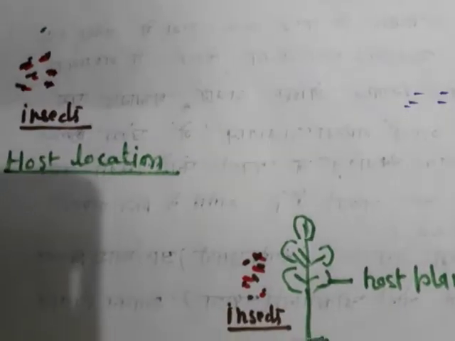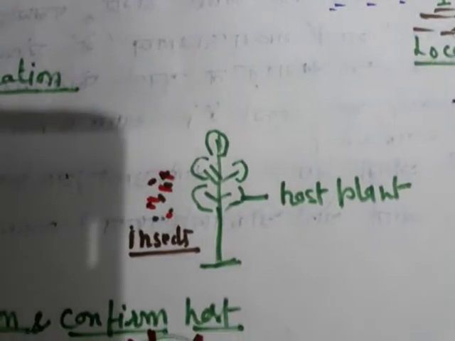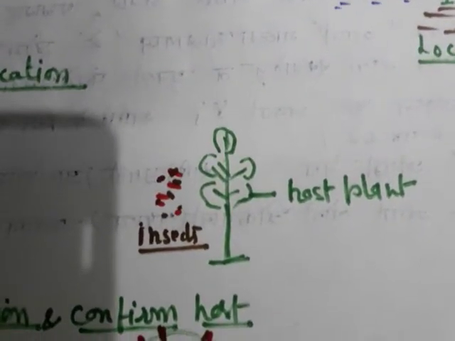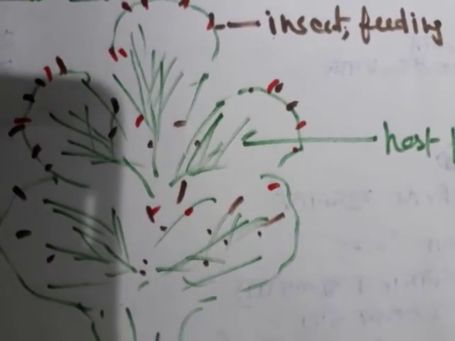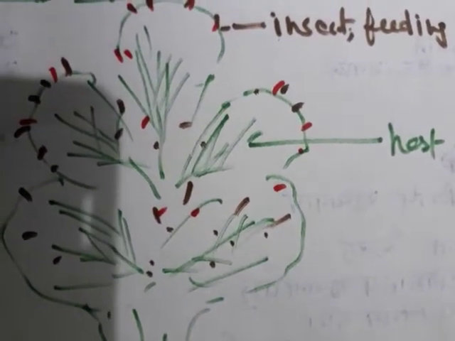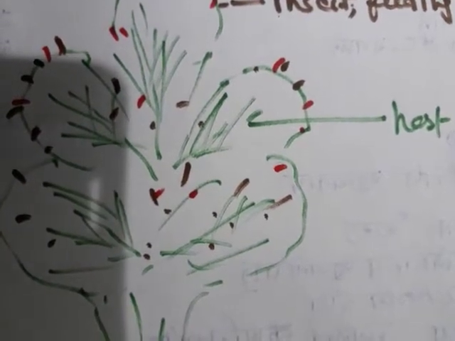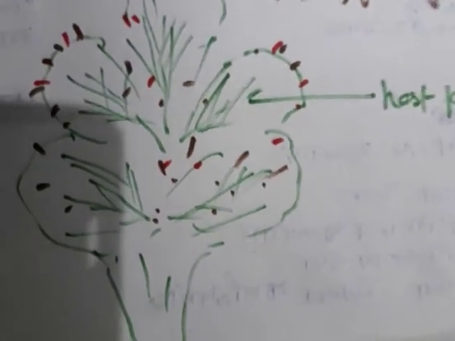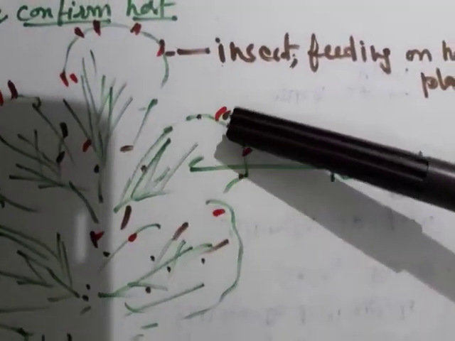Second, they find the host location. These are insect and this is host plant. Third, then they find the host plant, take the bite of host tissues and confirm the host tissue. These are insects and this is a host plant.